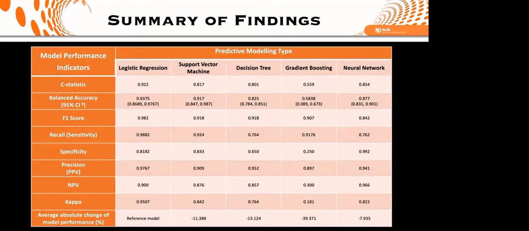We found support vector machines performed 11% worse, decision trees 13% worse, gradient boosting 14% worse, which is surprising because gradient boosting has long been lauded as one of the more superior machine learning algorithms. And finally, neural networks, 8%. Full disclosure, this is one of 100 neural networks I did using different algorithms.